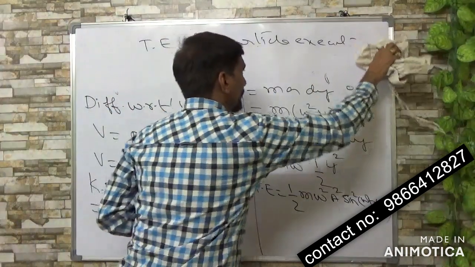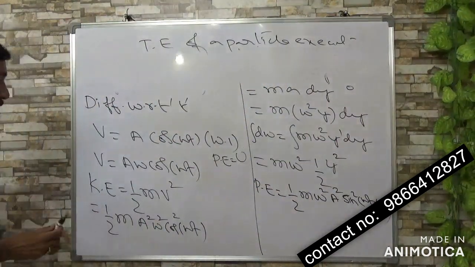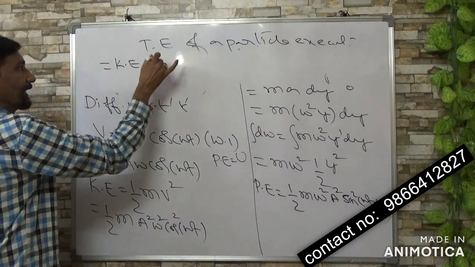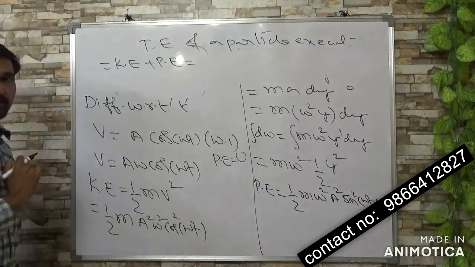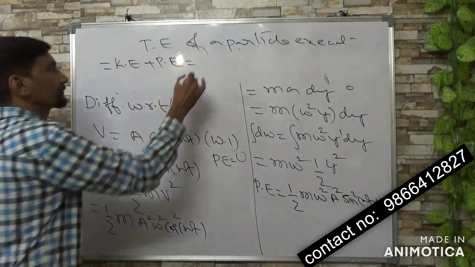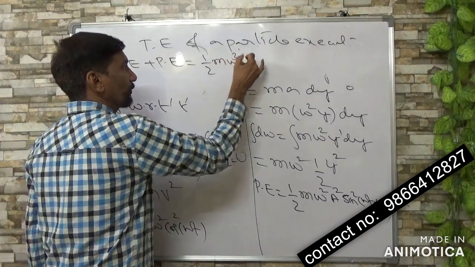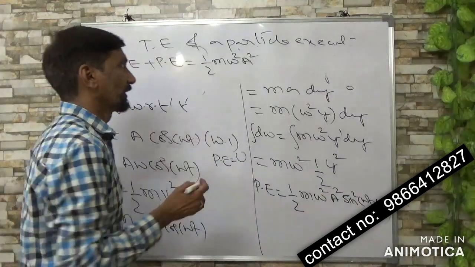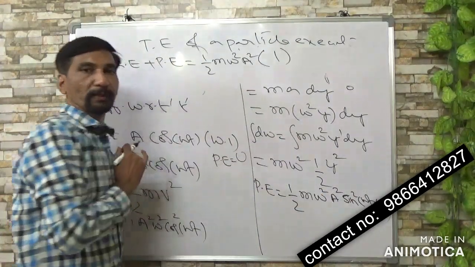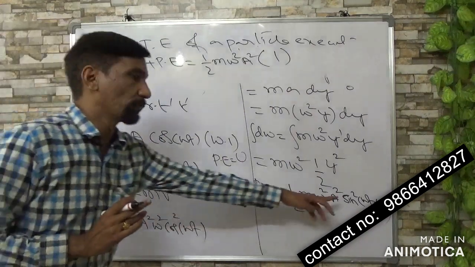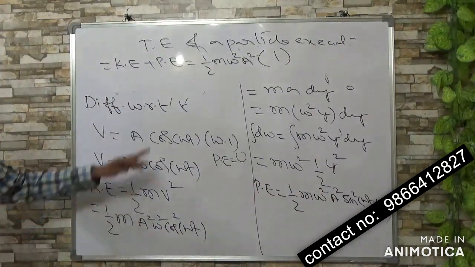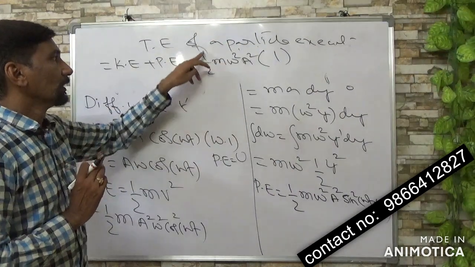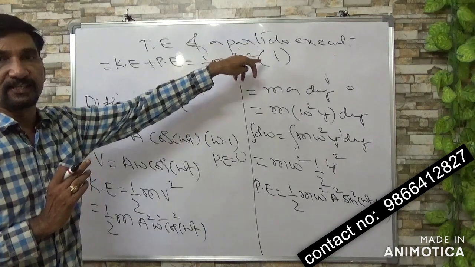So the sum of kinetic and potential will give us total energy. So total energy is kinetic plus potential. Kinetic is half m omega square a square cos square theta, and potential is half m omega square a square sin square theta. You know the trigonometric identity, sin square theta plus cos square theta is 1. So that is why the total energy of a harmonic oscillator will become half m omega square a square.